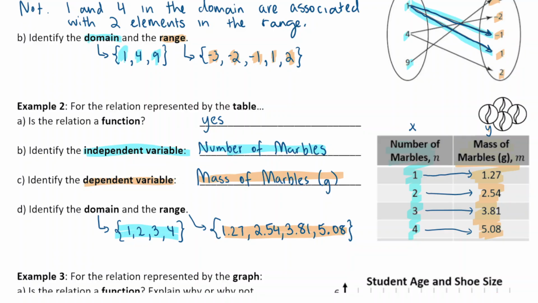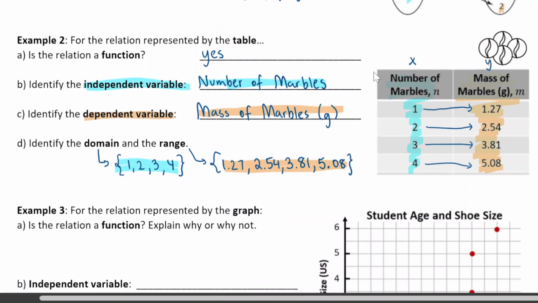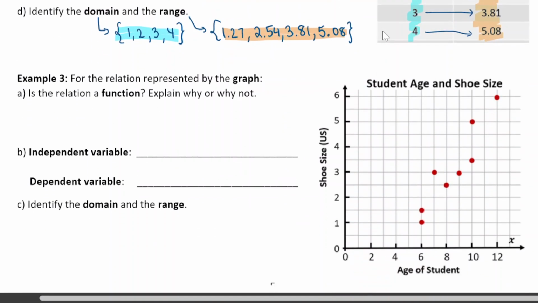Okay, let's look at a graph now and how we might represent a relation that way and describe it. So here we have a graph comparing ages of students and their shoe size. There's a title at the top that says student age and shoe size. So it says, for the relation represented by the graph, is this a function?